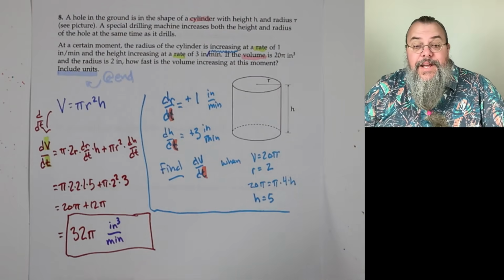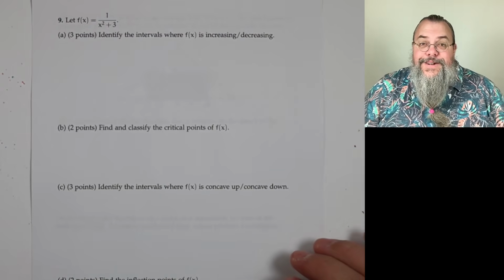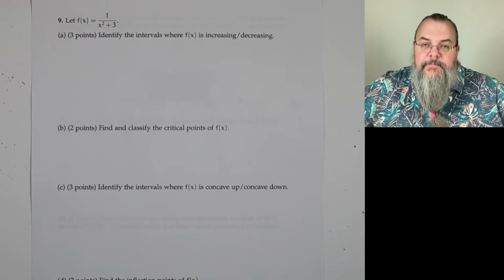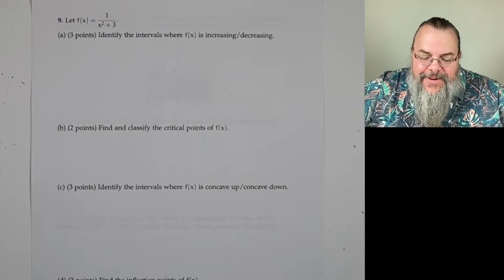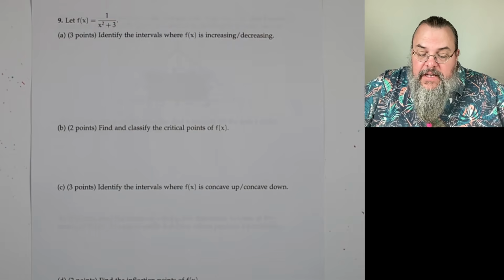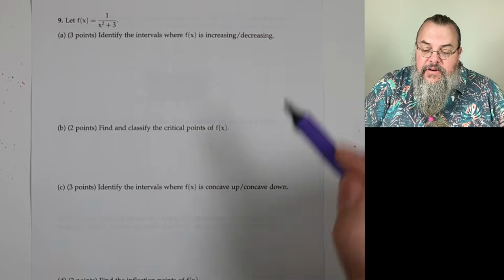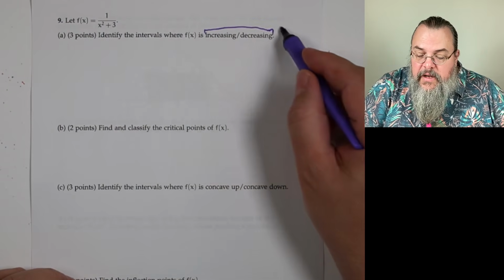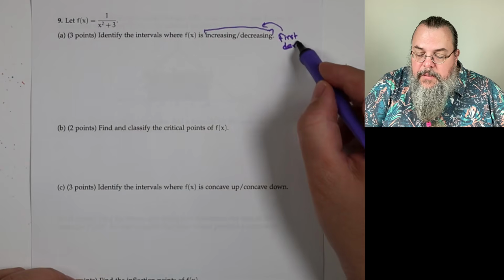Well, that's number 8. All right, let's go and do number 9. Let f of x equal 1 over x squared plus 3. Identify the intervals where f of x is increasing or decreasing. Now, increasing, decreasing, we can figure this out by the first derivative. So this is saying, look at what's happening with the first derivative.